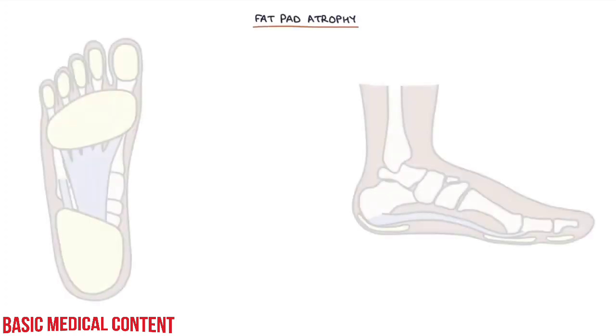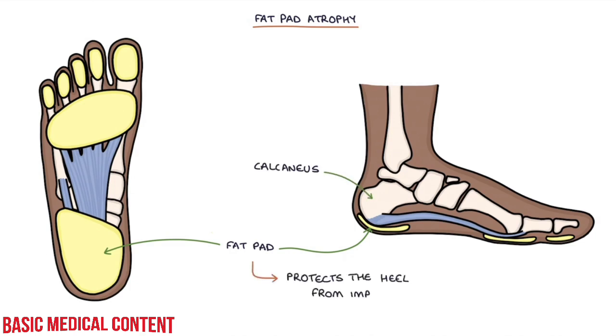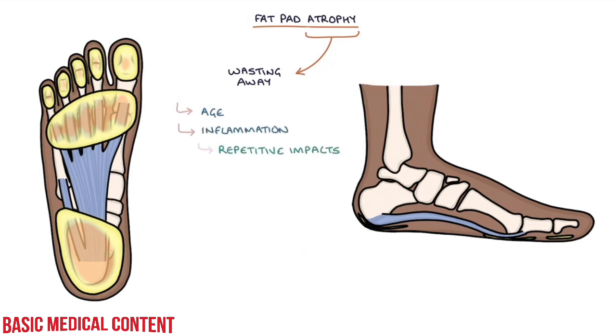Next, let's talk about fat pad atrophy. Fat pad atrophy affects the fat pad over the heel of the foot, which is under the calcaneus bone. The fat pad normally protects the heel from impact. Atrophy, which means wasting away of the fat pad, can occur with age or inflammation from repetitive impacts such as jumping activities, running, walking, and obesity.